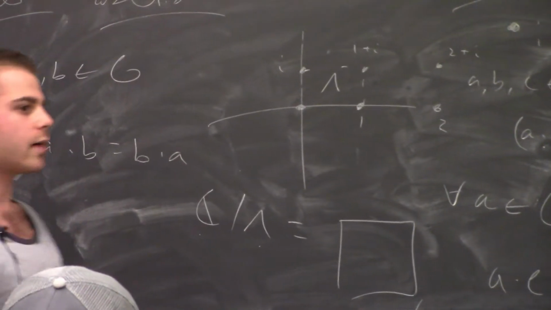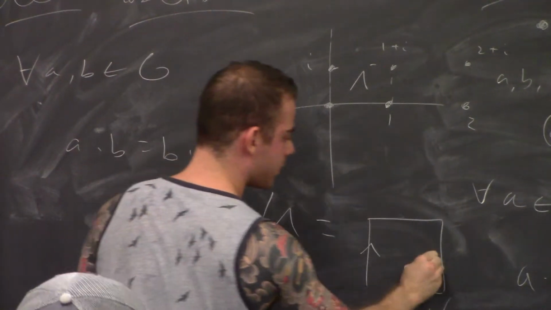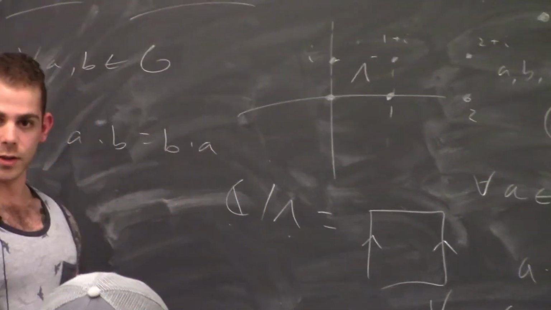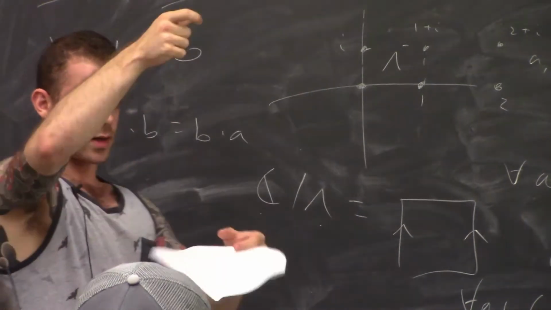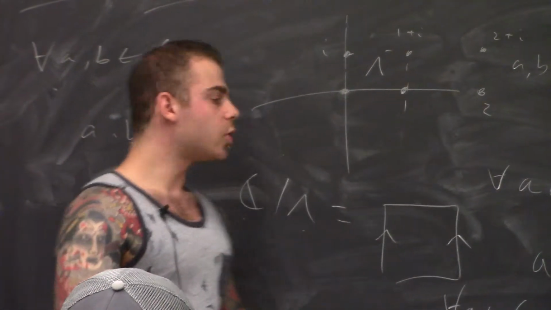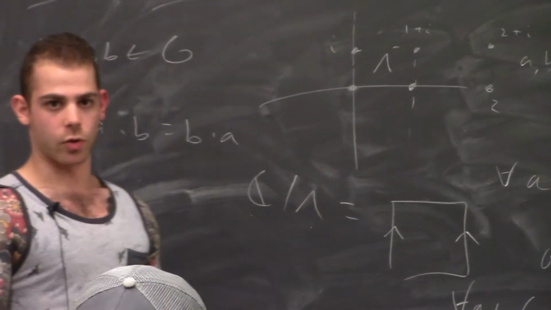But what happens when you have a square? I can identify these two sides, and I'm going to get a cylinder. Now what happens when I take the two ends of a cylinder together? I get a torus. So this C mod lattice is actually a torus.